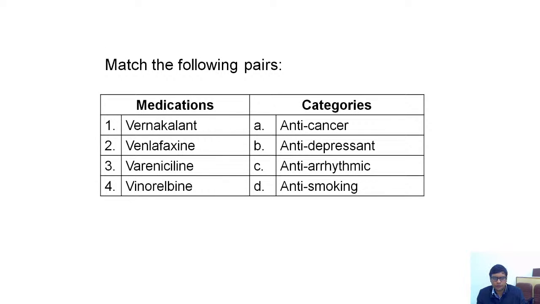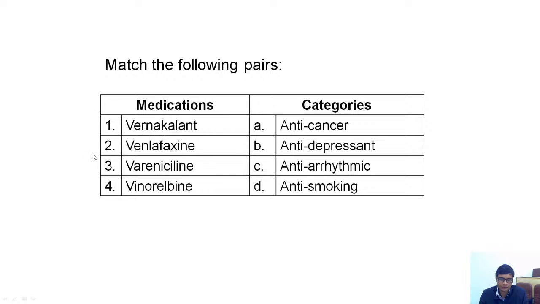Another question in the form of match the following. You have look-alike, sound-alike 4 drugs, and on the right side you have these categories. So you have drugs like vernakalant, venlafaxine, varenicline and vinorelbine. Okay, all the drugs resemble each other in their spelling and the way they sound, but they belong to different classes of drugs.